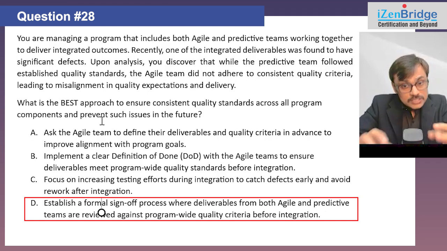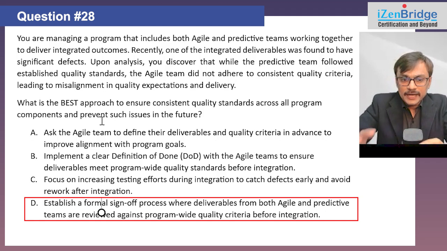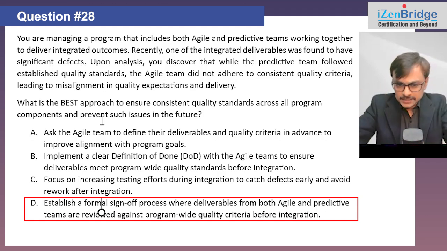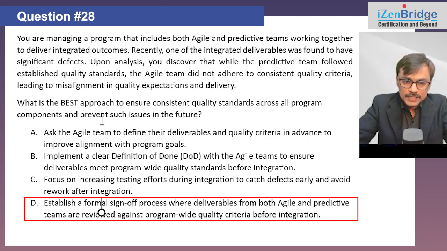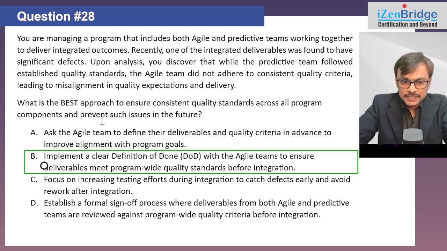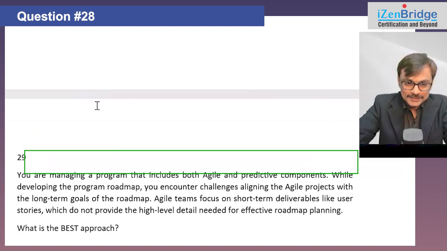So D looks good, but it is not coming right because it is using the word formal sign-off. And second, it is focusing on later problem identification, then starting with the agreement. And these are the two important elements of that option D. So I go with option B here. Yeah. So this is how we can understand the agile and program management together.